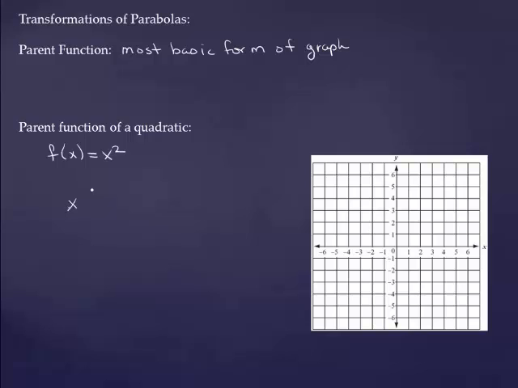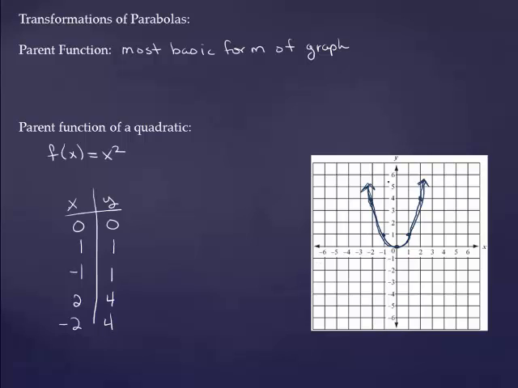And if we wanted to graph that, I'm going to go ahead and do a table of values on this one. So I plug in 0 for x, 0 squared is 0. If I plug in 1, 1 squared is 1. If I plug in -1, I get 1. 2 gives me 4. -2 also gives me 4. And if I plot these points, my graph has this basic shape. Okay. This is the parent function.